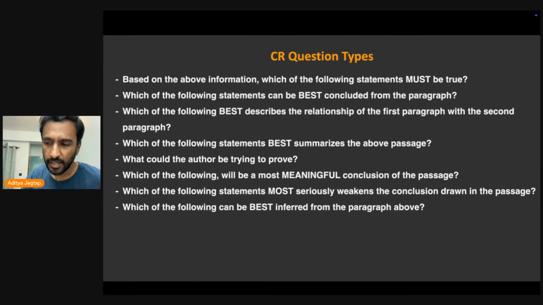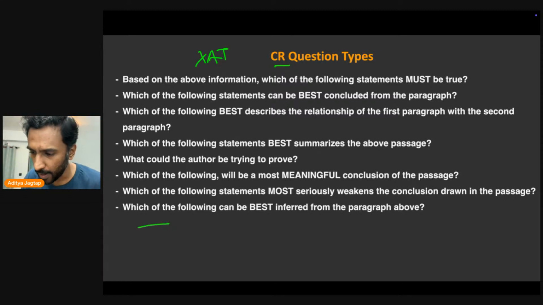Let's look at the critical reasoning question types. We'll just go through them one by one. Based on the above information, which of the following statements must be true? Now, this kind of critical reasoning question is asked by XAT in three different ways. Three meaning essentially the length of the original source changes.